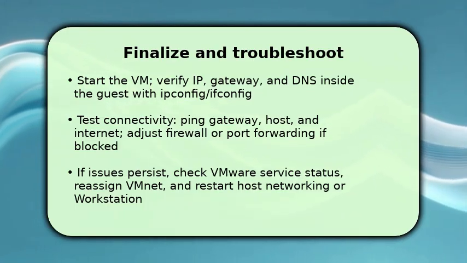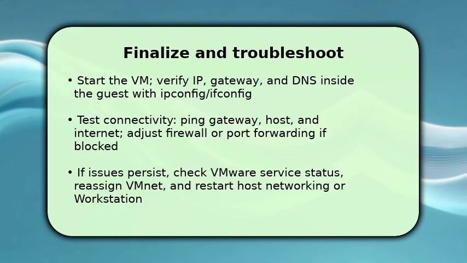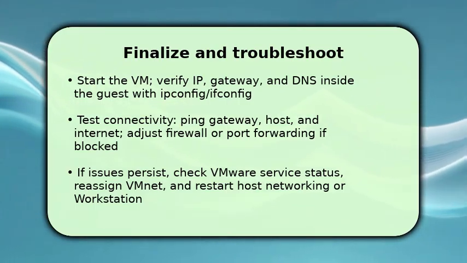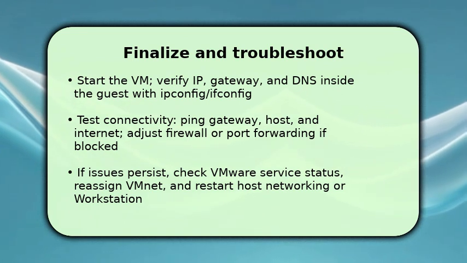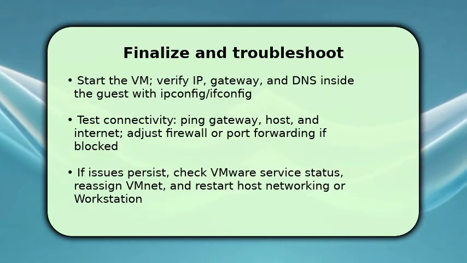port forwarding as needed. If things still fail, a key troubleshooting tip: restart VMware services and the host network manager. Reassign the VNet to a different adapter, and reboot the host to clear lingering virtualization network conflicts.